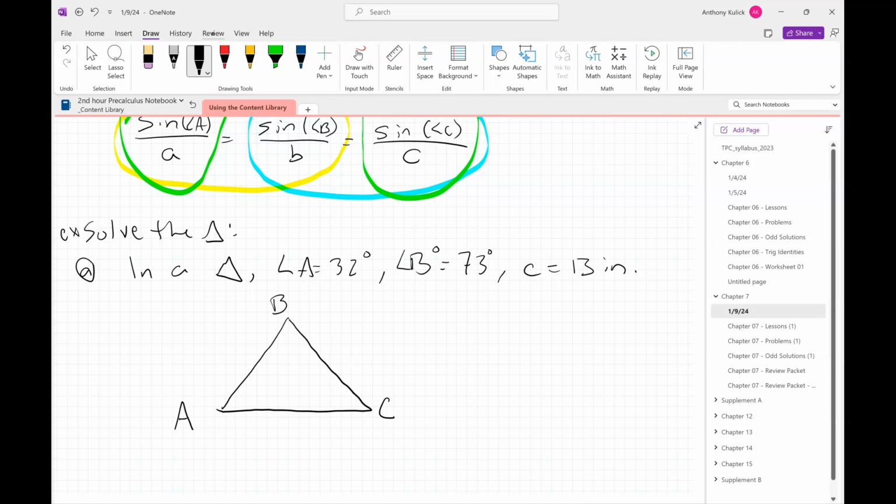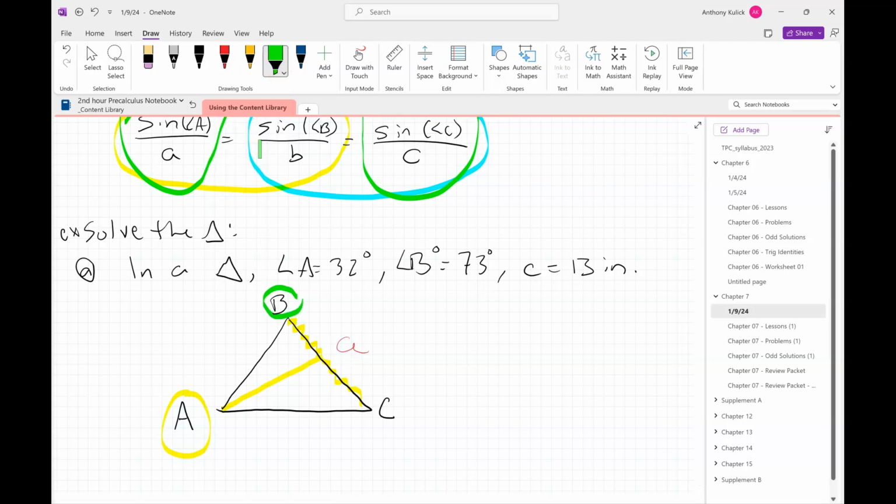Now, I've labeled my triangle angles A, B, C. Now I need to name the side lengths. When I name the angles, if I'm doing that first, I can name them any way I want, right? Doesn't matter which corner I make A, B, or C. But once I've named the corners, the names of the sides absolutely matter. Okay? So if I've named this angle A, the side opposite angle A must be side A.